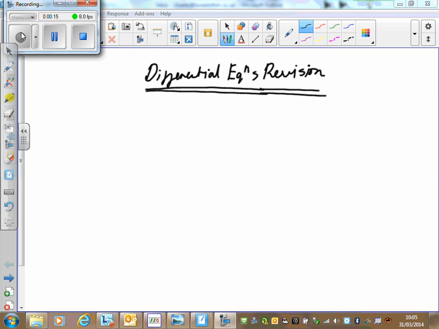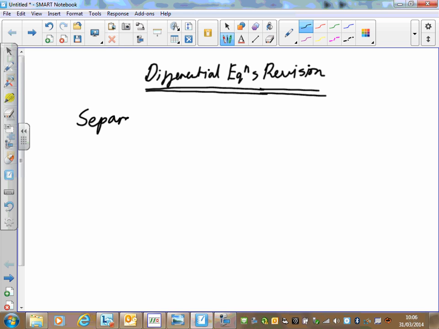Now, the main method for core 4, which you have to go through, is the method of separation of variables. Okay, that's the main method which we're going to solve. It's the only method you're going to solve in core 4.